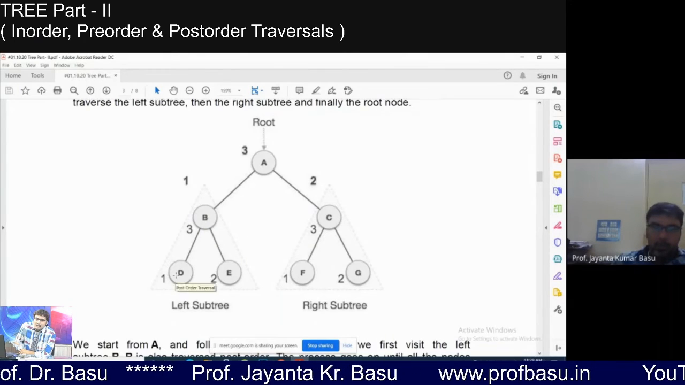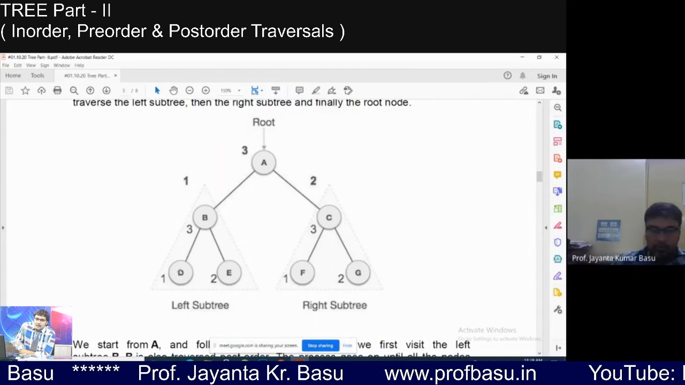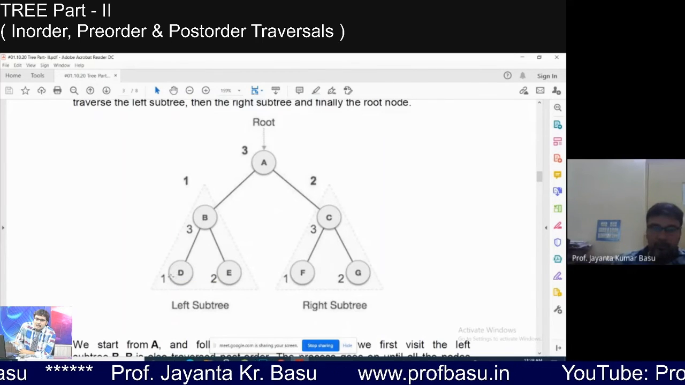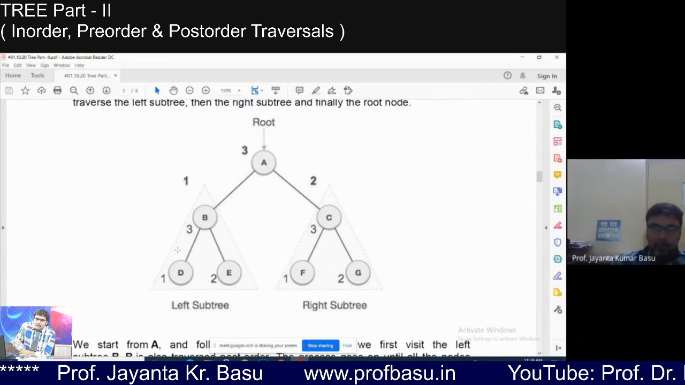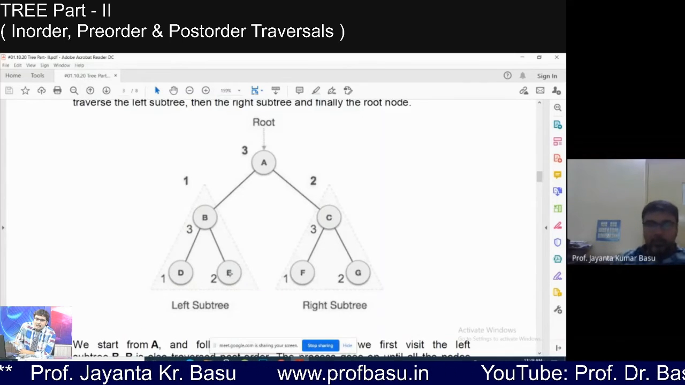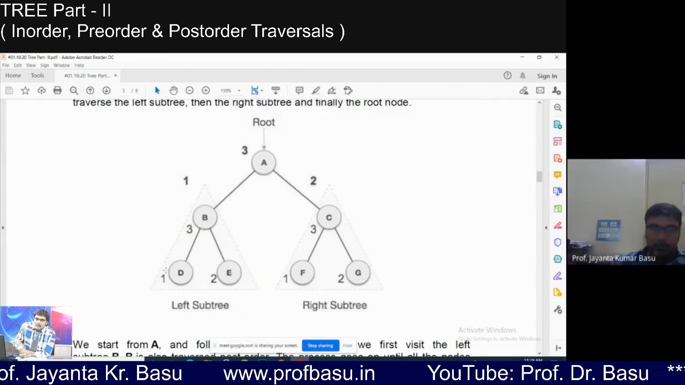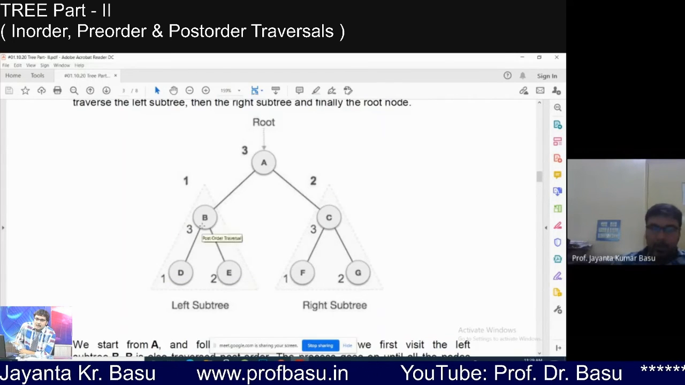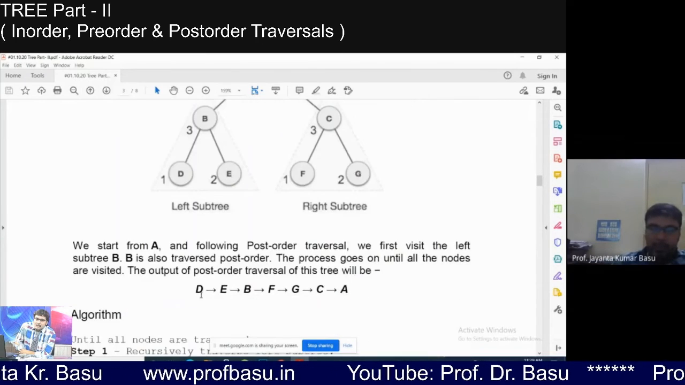So D will come first. Then for this subtree, this is the right side. So D, you will come after that left, right, then root. So D, E, B. I have seen that the left part is completed.